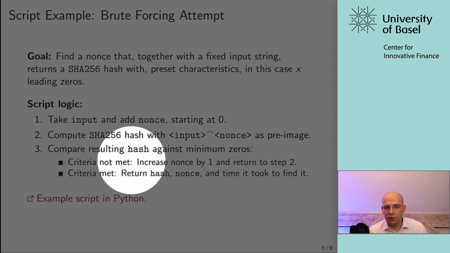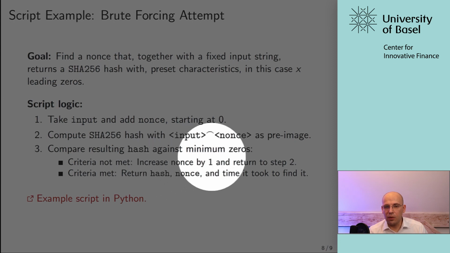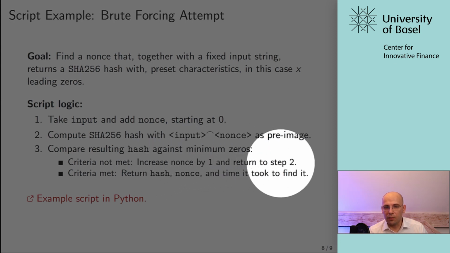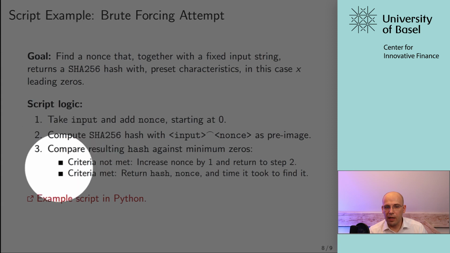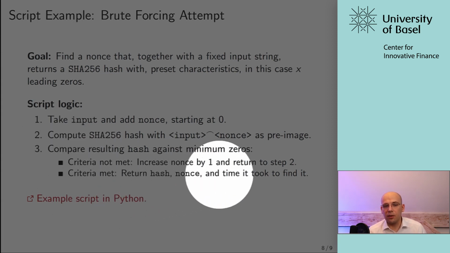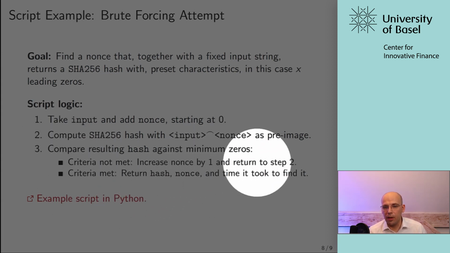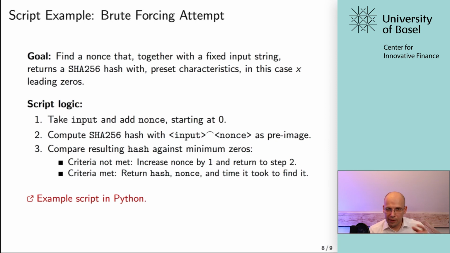There would be a decision. If the criteria is not met, you increase the nonce by 1 and return to step 2. So you basically cycle back. And if the criteria is met, then you return the hash, the nonce, and the time it took to find it. So you would be in this loop until you find a solution, until you find the nonce that actually corresponds to the required number of leading zeros.